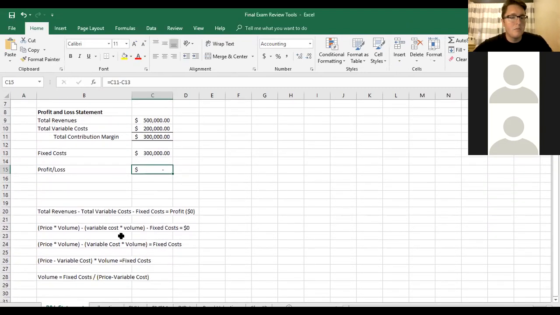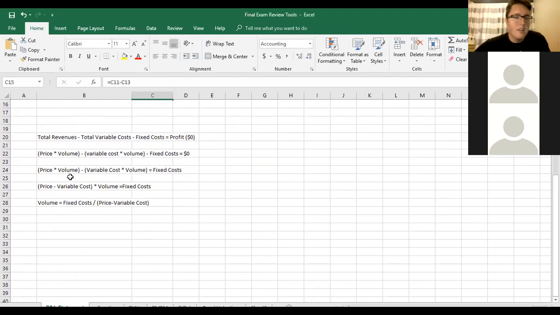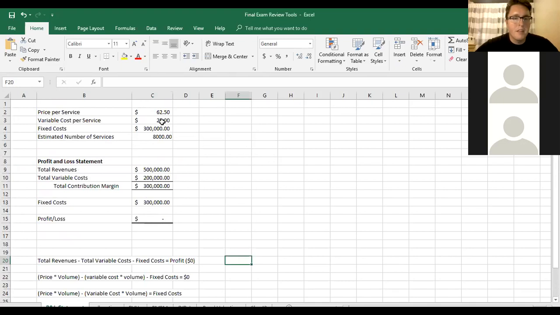So if I'm trying to solve for volume, then I will go total revenues minus total variable costs minus fixed costs equals profit. And my total revenues, as we talked about, is price times volume, minus the variable cost times the volume, which is my total variable costs, minus fixed costs, is 0. So let's go through this really quick, and let's use some of this other info that I had before. I guess actually we're trying to solve for volume.